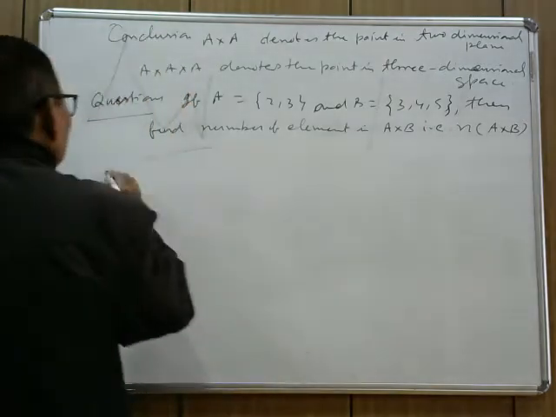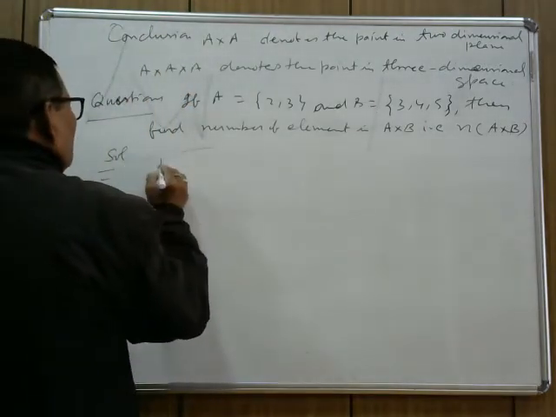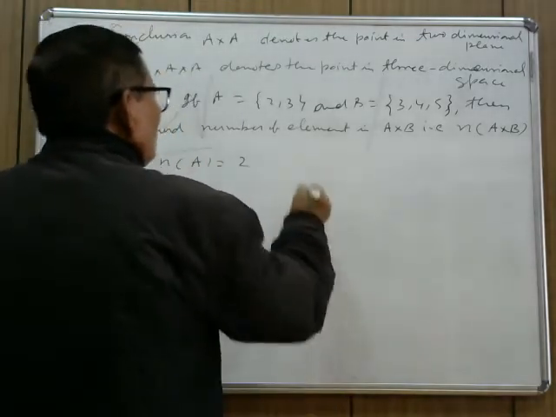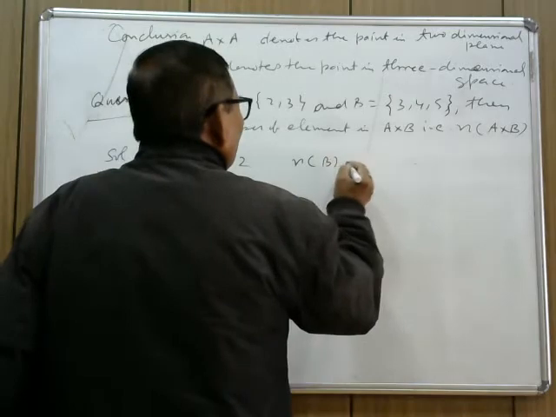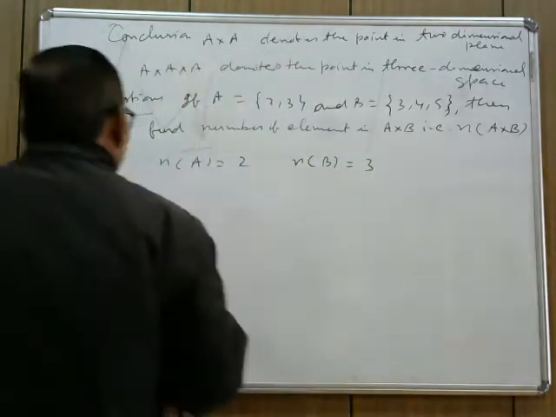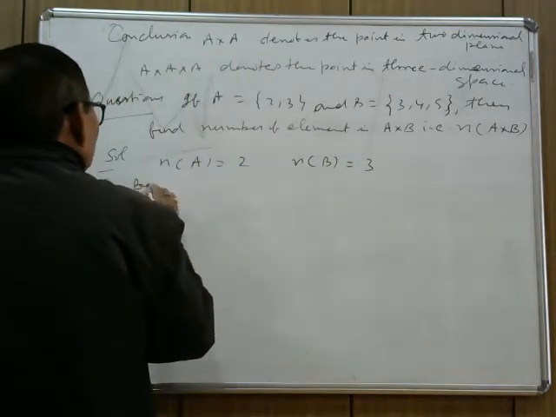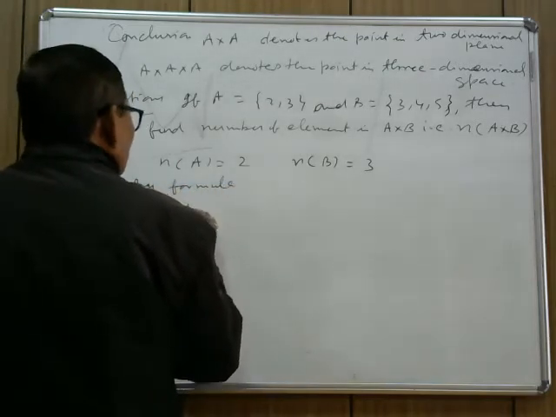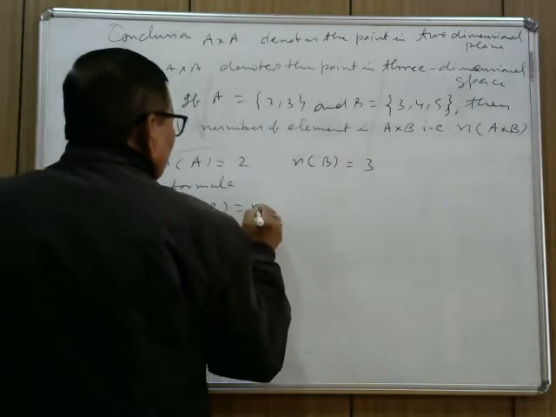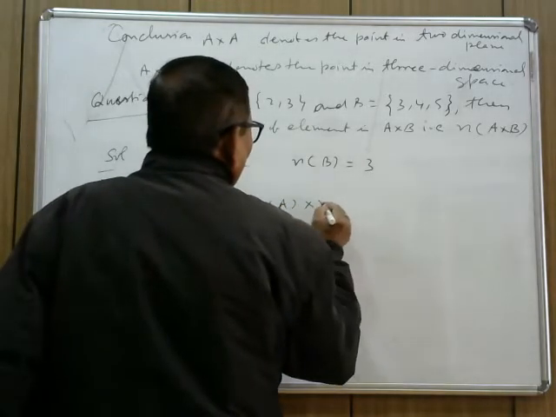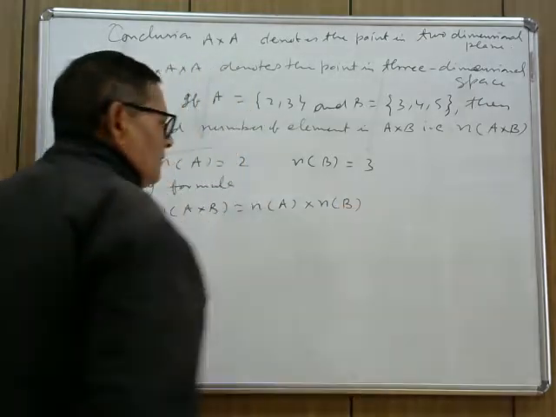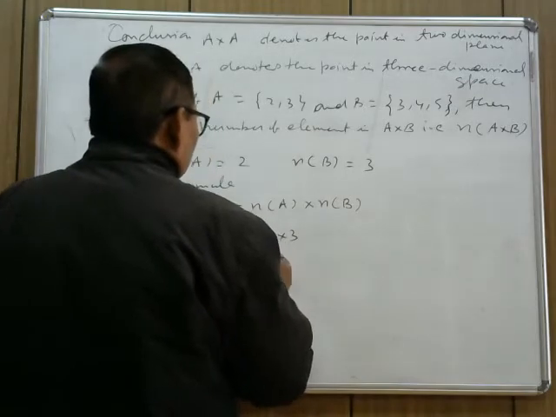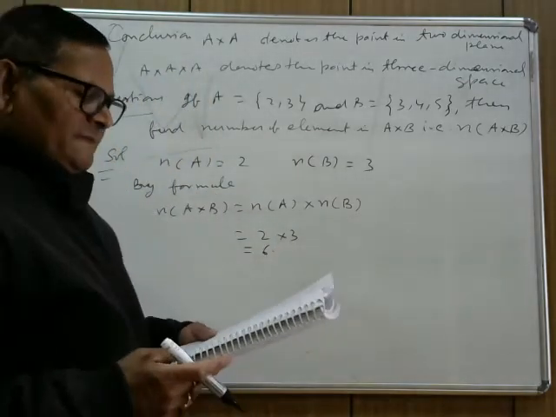So here is the solution. The number of elements in A, you count how many elements are there? 2. The number of elements in B is 3. So by formula, the number of elements in A cross B is equal to the number of elements in A multiplied by the number of elements in B. So this is equal to 2 multiplied by 3, it is 6. You can do it in this way.